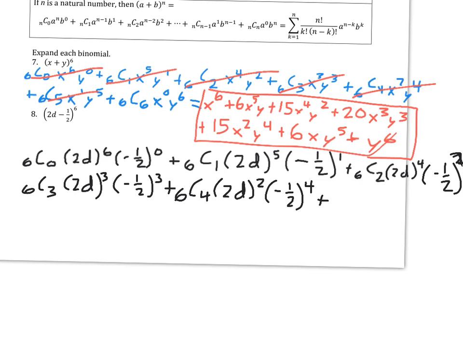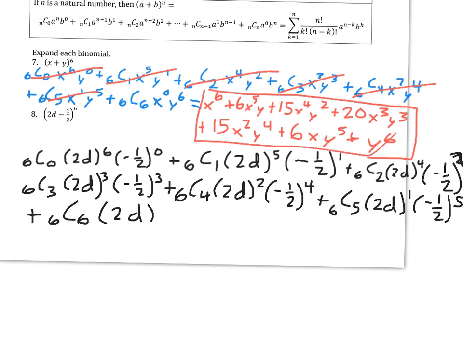Plus, counting up, we're at 6c5. 2d goes down, so now we have 1 of those, negative 1/2, 5 of those, and we have one more term, 6c6, 2d to the 0, and negative 1/2 to the 6th power. Alright, so now we have to simplify all that.